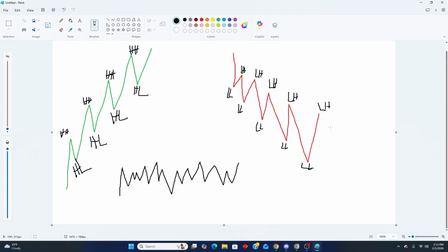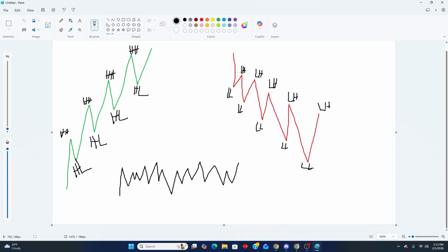Now, this is a lower low. Why? It's lower than the previous low. The other low would have been somewhere up here. This low is lower than this low. And this low is lower than that low. And this low is lower than that low.